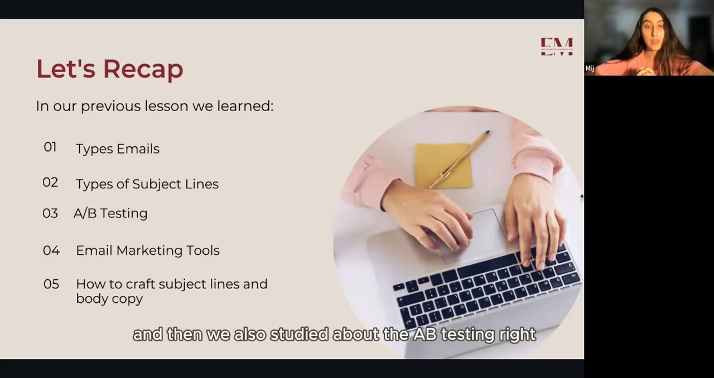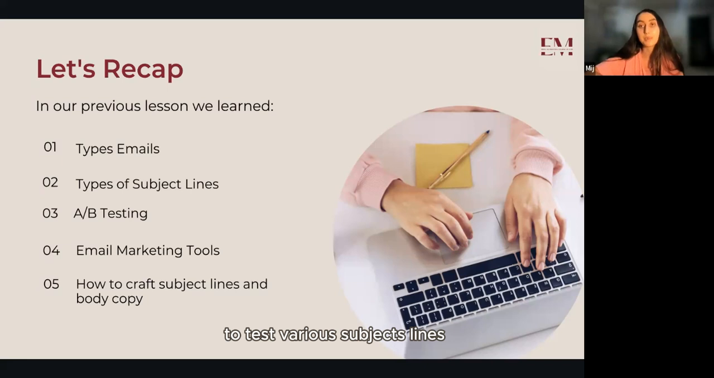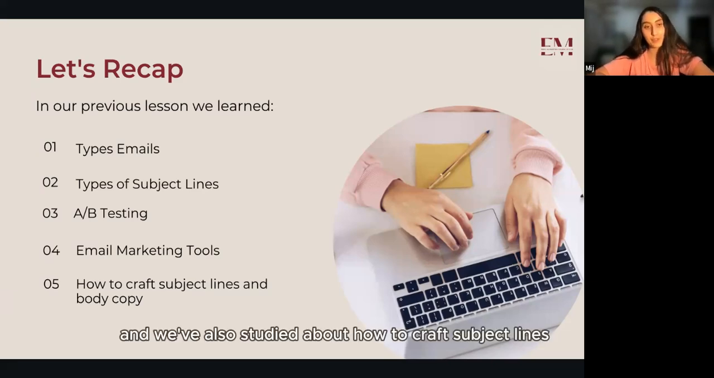And then we also studied A/B testing, right? We said that A/B testing is really good to test various subject lines and see which one is performing well, right? So there's like 10-10-80 subject A/B testing. There's 50-50, which is really common. And then we also studied email marketing tools. So those tools include MailChimp, Constant Contact, Klaviyo, and we've also studied how to craft subject lines.